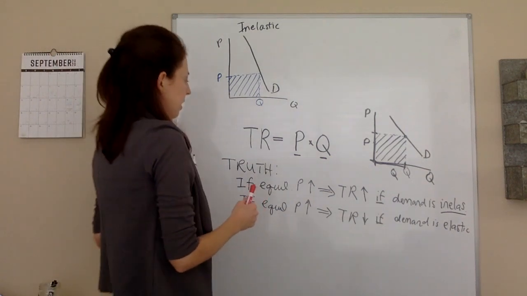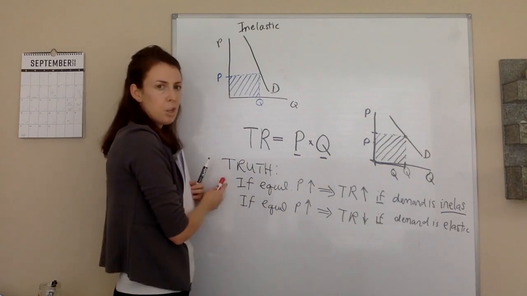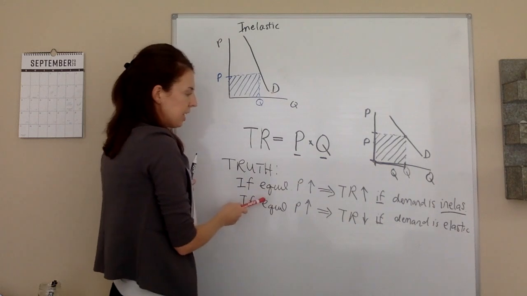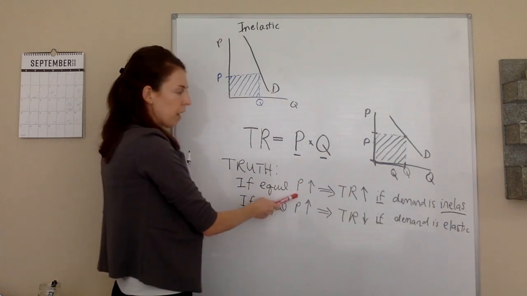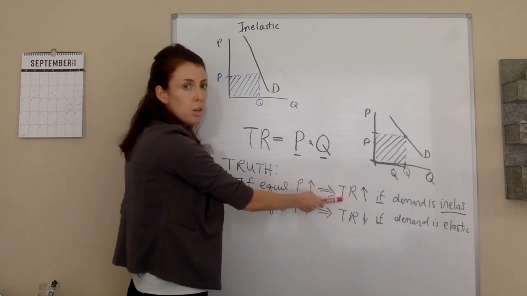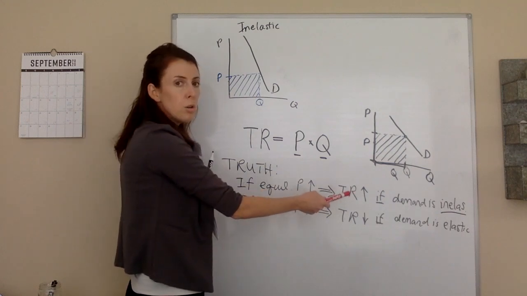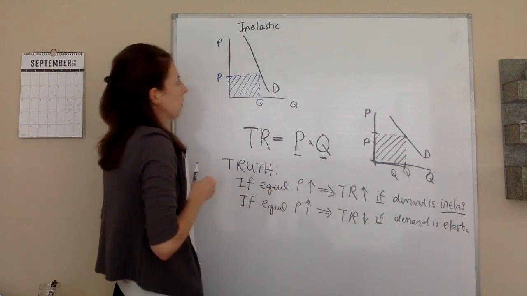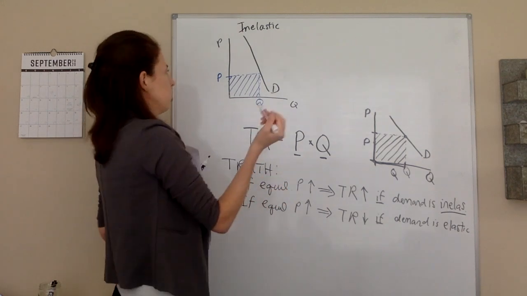Okay, now what we know, based on our truths, is that if we're in this situation where demand is inelastic, then if the price in the market rises, there should be an increase in the total revenue. So in other words, the new size of the box that we get, the new area of the box, should be larger than before. Okay, so we can just test this.